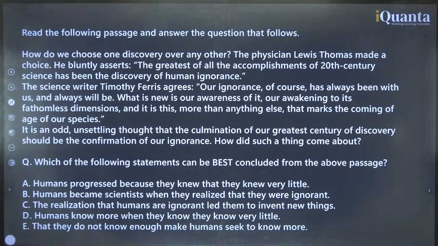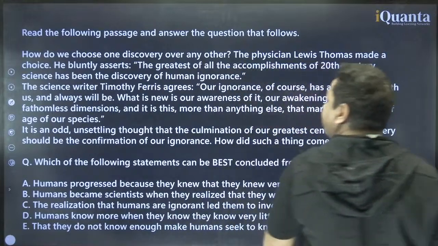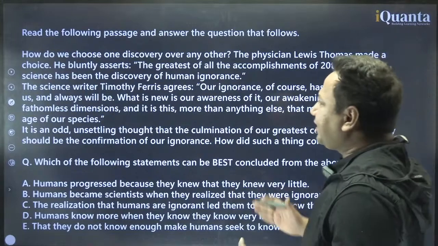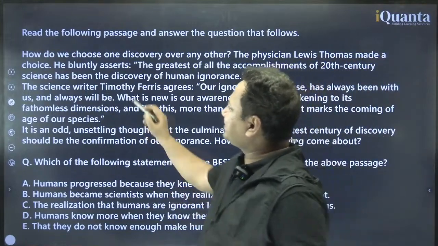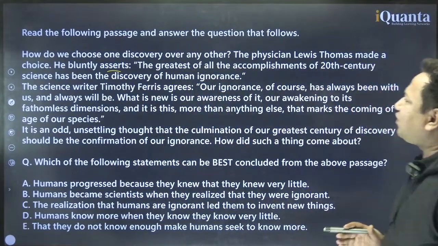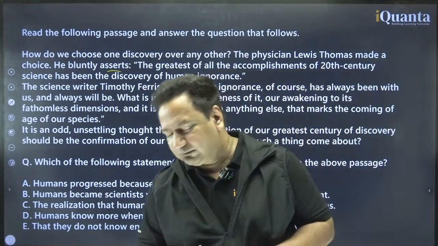All right, let's discuss. How do we choose one discovery over any other? The physician Lewis Thomas made a choice. He bluntly asserts. What is assert? When you say something with proper confidence. All right. The greatest of all the accomplishments of 20th century science has been the discovery of human ignorance.